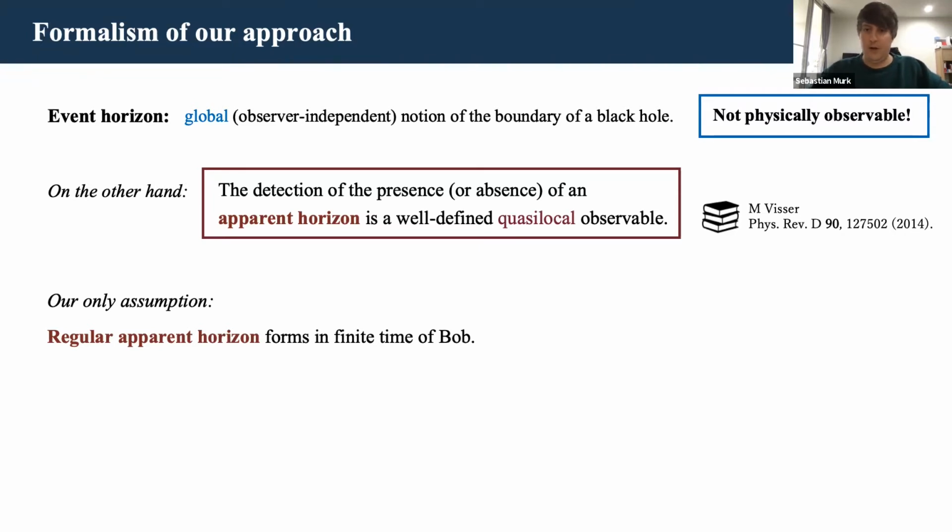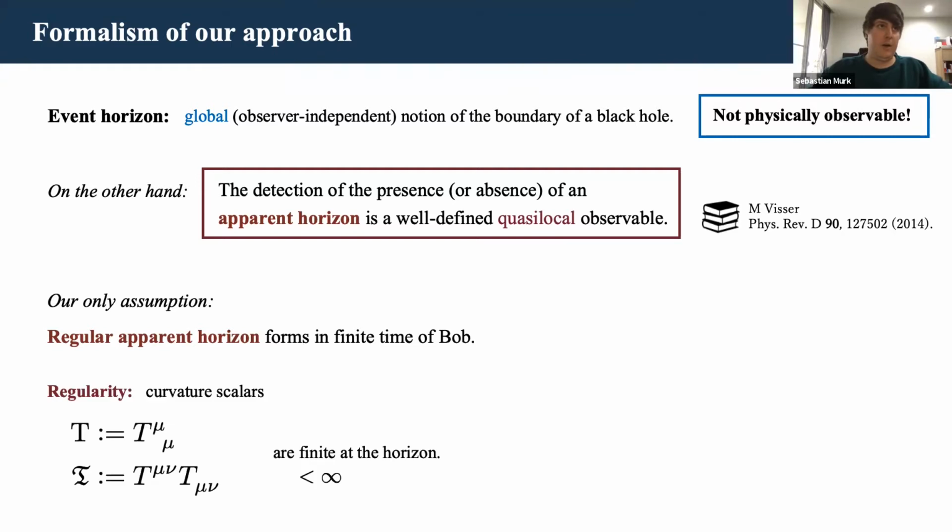referred to as Bob. And what we mean here by regularity is simply that the two curvature scalars that you can construct from the energy momentum tensor components are finite at the horizon. So these two scalars can take on arbitrarily large values, but they cannot become infinite at the apparent horizon.